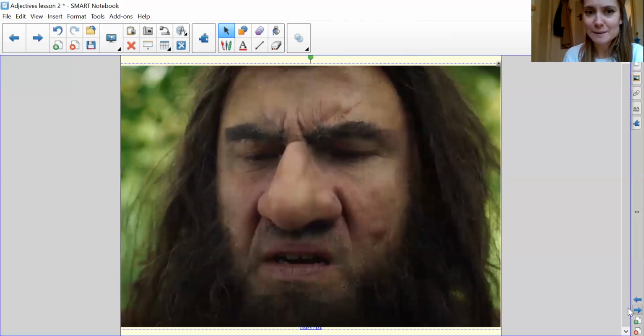Let's have a look at our next picture. Oh my goodness, can you see him? So this is another giant. Can you think of any adjectives to describe this giant? Have a think first.